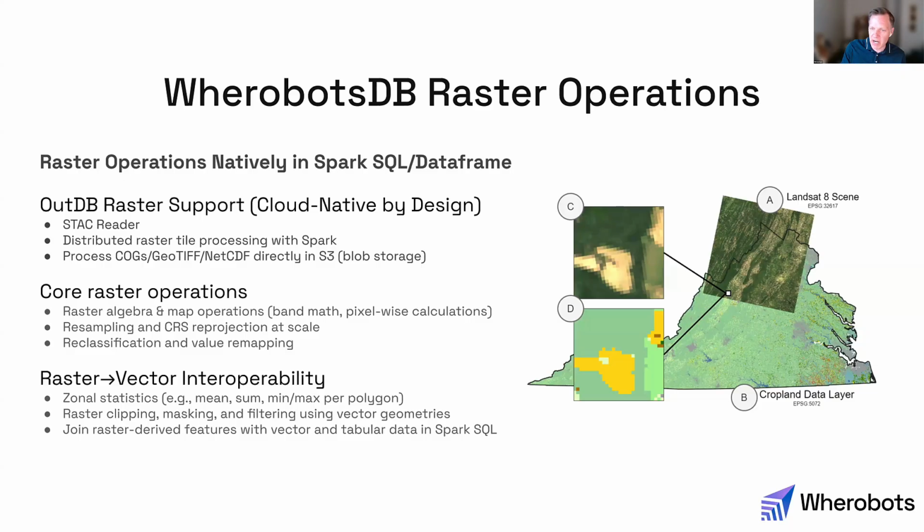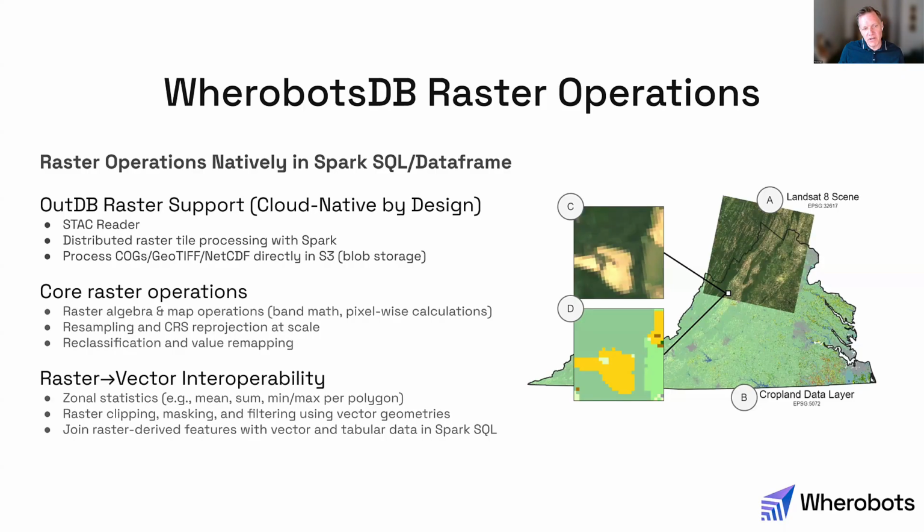That includes a built-in STAC reader. You can just point it to a STAC catalog and start ingesting that as an OutDB raster. Again, mostly the metadata is what you're pulling in, and then setting the data frame up so that you can do efficient processing when you actually want to do a calculation. Any tile processing is all done in a distributed fashion using the power of Spark as a distributed compute engine. And that allows you to process COGs, GeoTIFFs, NetCDF. We're adding support for Zarr here shortly. You'll be able to work with that in this data frame context.